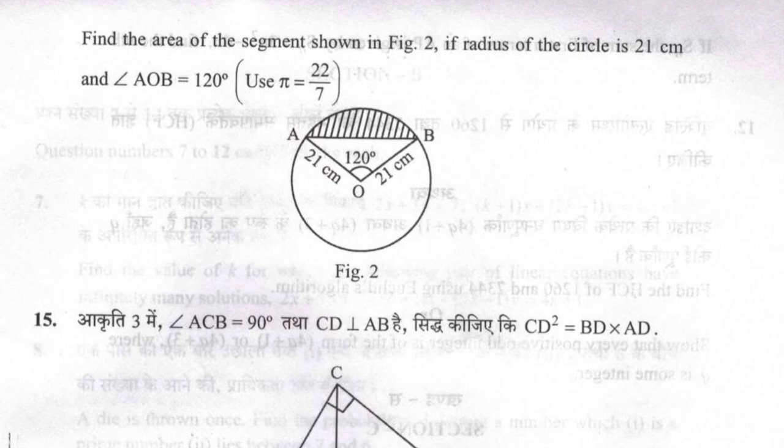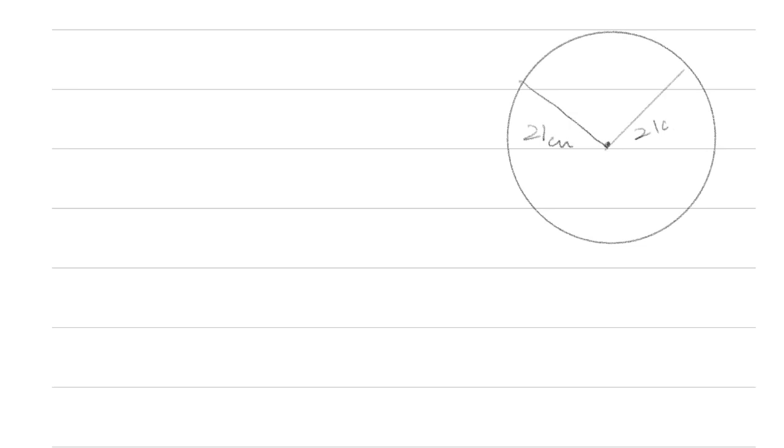and we have a circle whose radius is 21 centimeter and angle AOB is equal to 120 degree. In this question we have to find the area of the segment, and we are given a figure in which the radius is 21 centimeter, and we have this angle as 120 degree. This is the chord AB, and we have a shaded region.